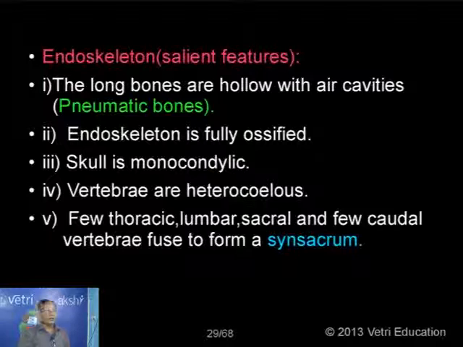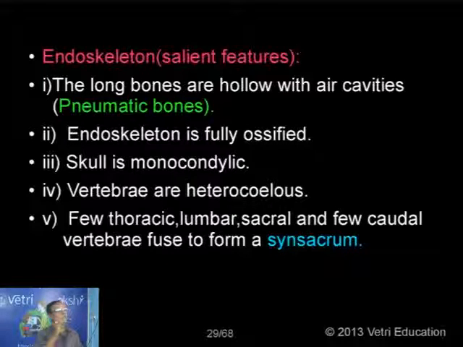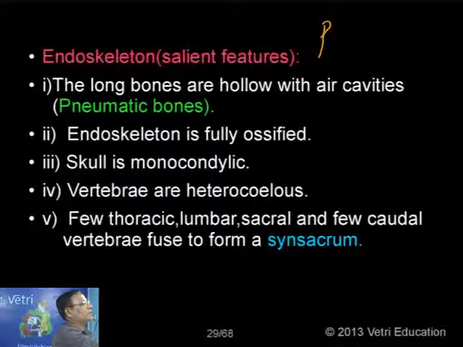Then while talking about the birds, we have to give more importance to the endoskeleton. The birds are greatly modified for flight adaptations. So always concentrate more on the skeletal structures, particularly the bones. Number one, a very peculiar character. So preen glands are glands used for preening the feather. Preening means cleaning, making the feathers lustrous.